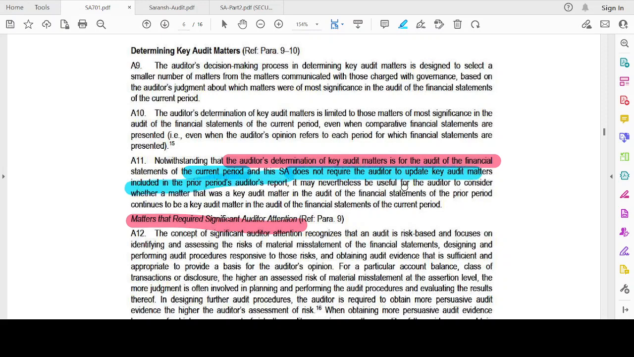It may nevertheless be useful for the auditor to consider whether a matter that was a key audit matter in the audit of financial statements of a previous period continues to be a key audit matter in the current financial statements. This is the first statement which we discussed, right? Key audit matters for the current period alone, right? Generally, but the auditor may nevertheless consider it useful to consider the prior period's key audit matters and to check whether those matters remain key audit matters for the current period as well.